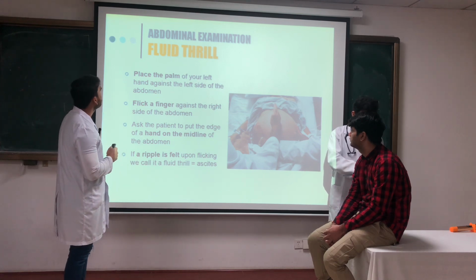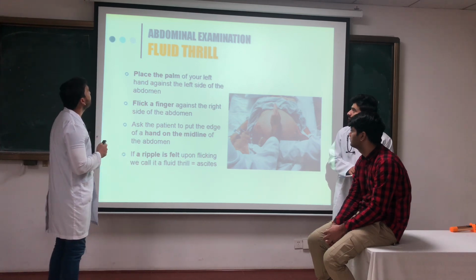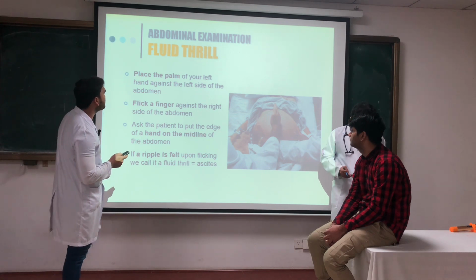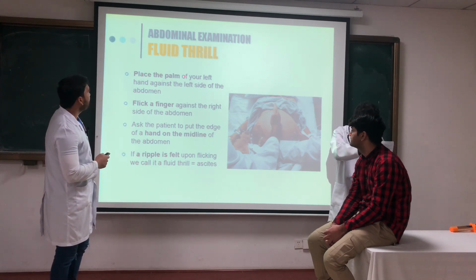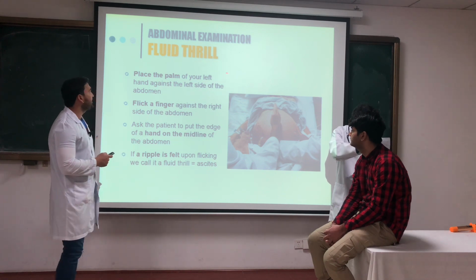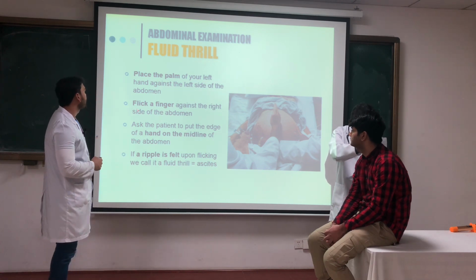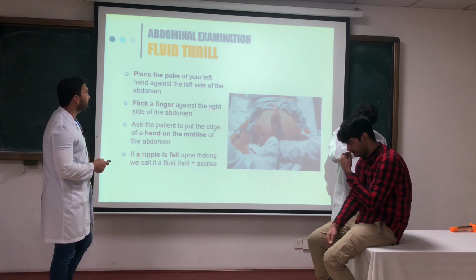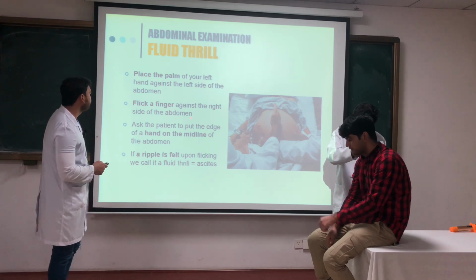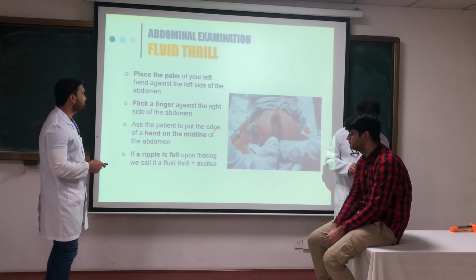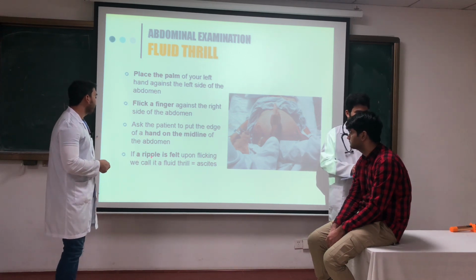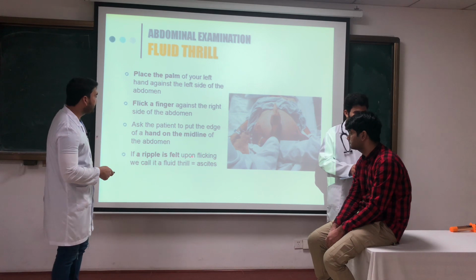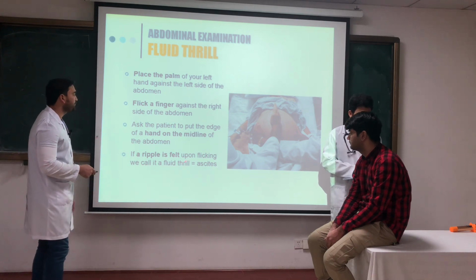Fluid thrill. In abdominal examination, fluid thrill is also important. In fluid thrill, place the palm of your left hand against the left side of the abdomen. Flick a finger against the right side of the abdomen. Ask the patient to put the edge of their hand on the midline of the abdomen. If a ripple is felt upon flicking, we call it fluid thrill.